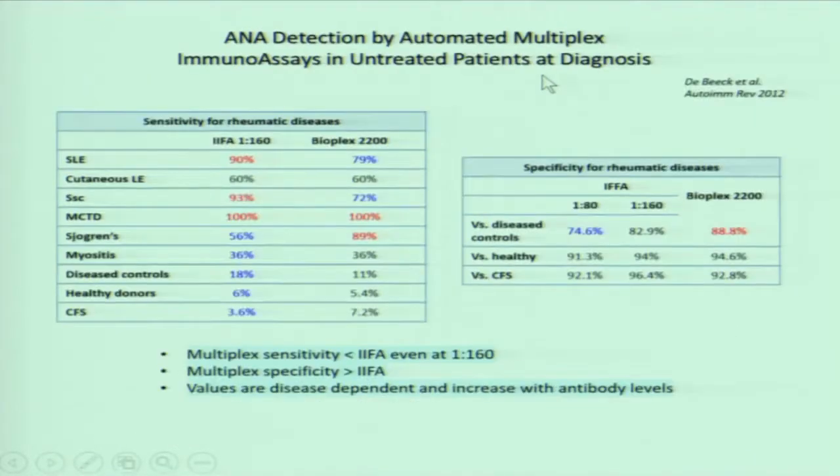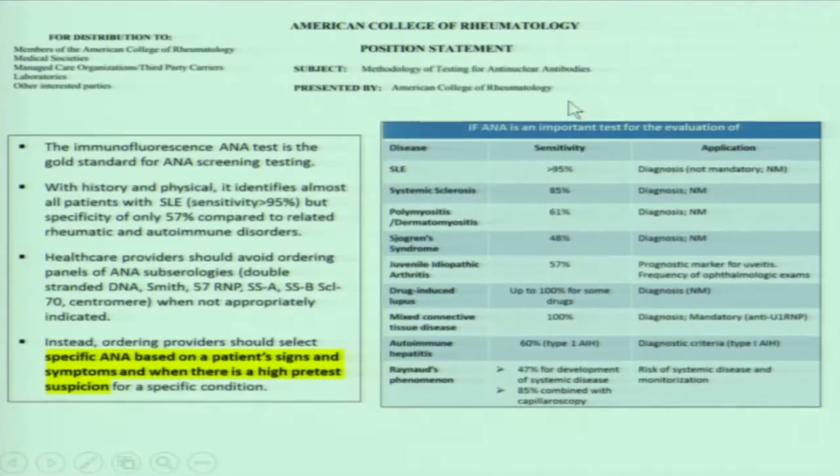All right. So on the basis of all of that, the American College of Rheumatology took a stand here and essentially decided that the immunofluorescence ANA is the gold standard for the reasons that I mentioned, that it has very, very high sensitivity for SLE, although poor specificity, and that healthcare providers should avoid ordering the subserologies to break down an ANA into specific autoantibodies if there is no clinical context that indicates that, again, because of the low specificity of the ANA.